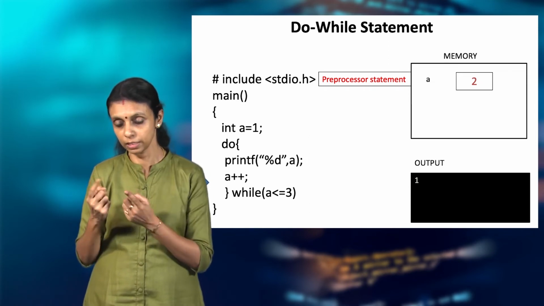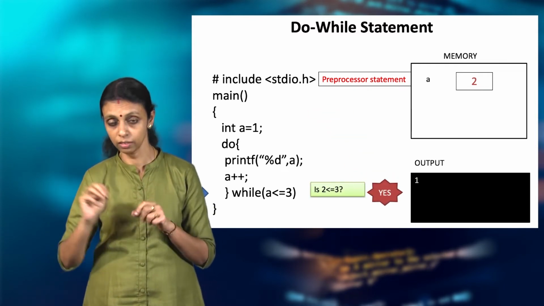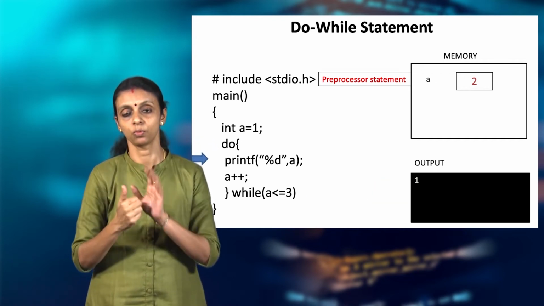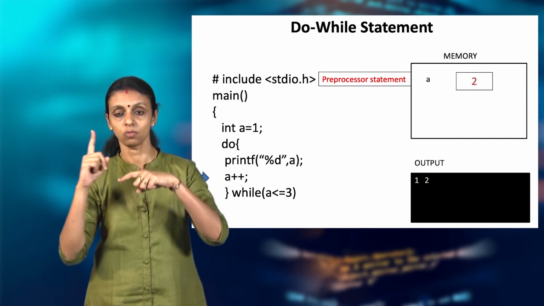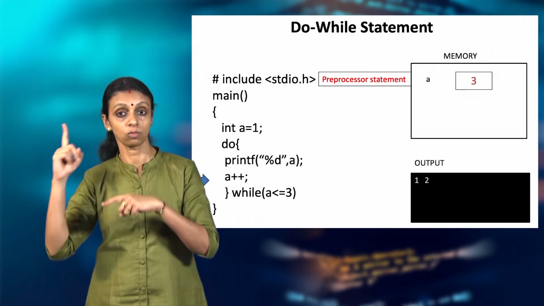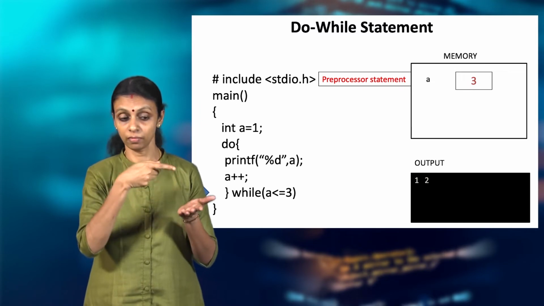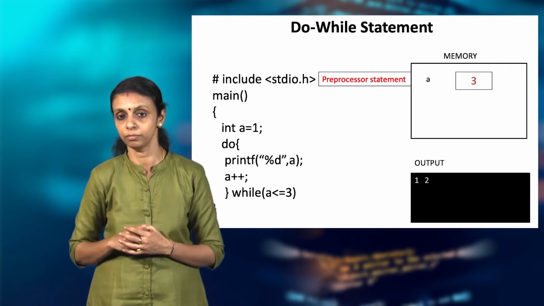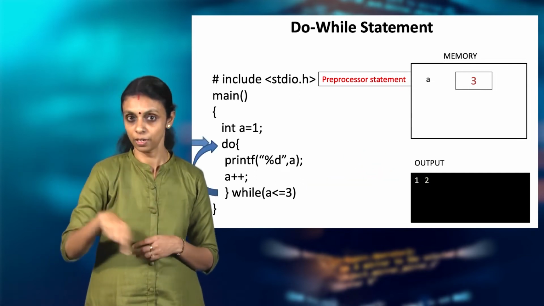Checks the condition. Is 2 less than or equal to 3? Yes. Loops back. Prints value of A, that is 2. Then increments value of A, that is A is equal to 2 plus 1, 3. This value is stored in A. Checks the condition. Is 3 less than or equal to 3? Yes. Loops back.